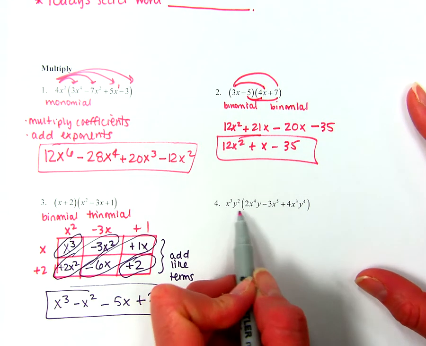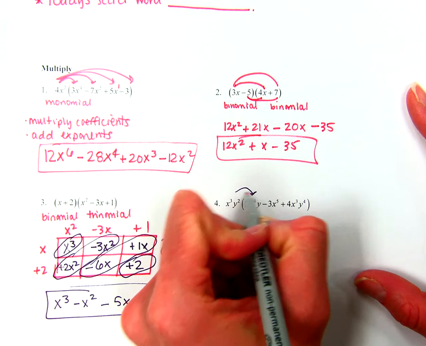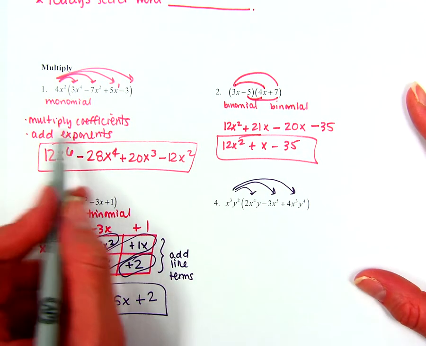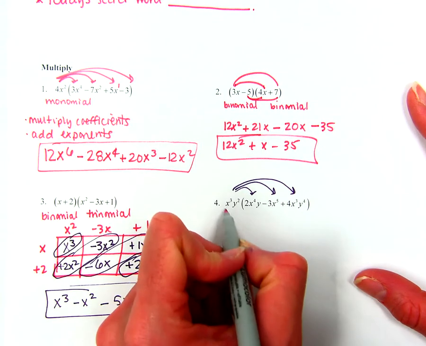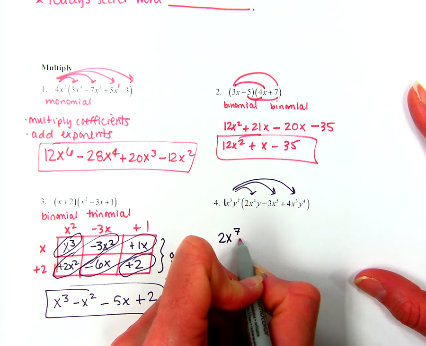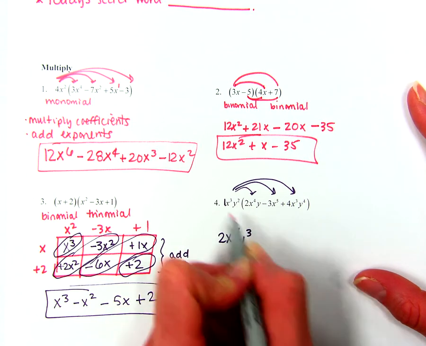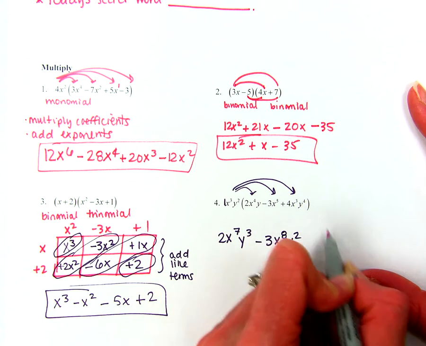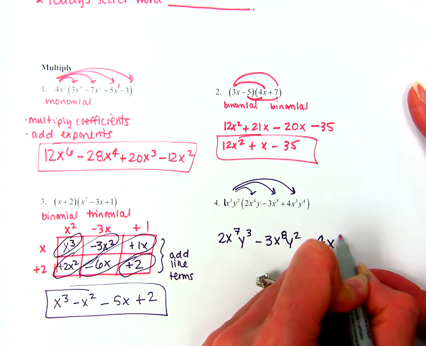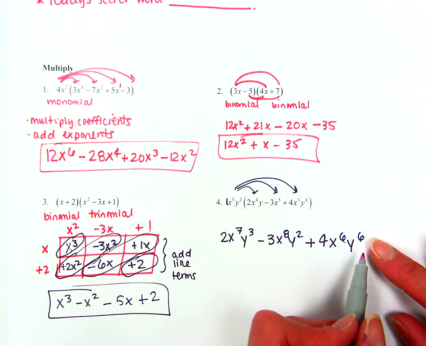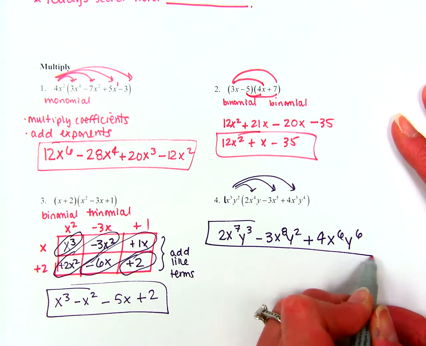Okay, so here I have a monomial, so I'm just going to distribute. The only thing that's a little weird about this one is you have x's and y's, but otherwise you're multiplying your coefficients and adding your exponents. So 1 times 2 is 2. If I add my exponents, I have x to the 7th and y to the 3rd. And then I have negative 3, x to the 8th, y squared, and plus 4, x to the 6th, y to the 6th, because 3 plus 3 is 6, and 2 plus 4 is 6. All right, this is my answer, and this is totally fine.